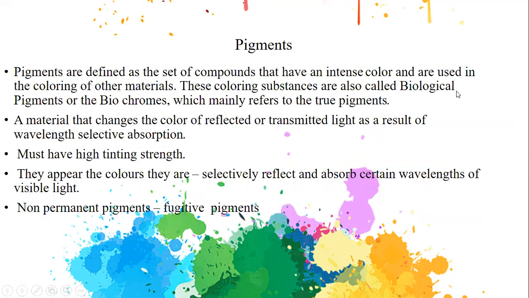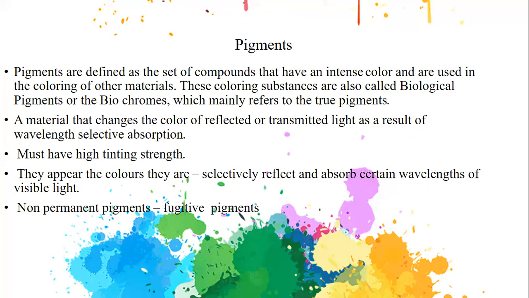What are pigments? How do we define pigments? Pigments are intense colors which we use for coloring materials. These are also called biological pigments or biochromes, which mainly refers to the true pigments. They are materials that change the color of reflected or transmitted light through wavelength-selective absorption. They have high tinting strength and appear to be certain wavelengths.